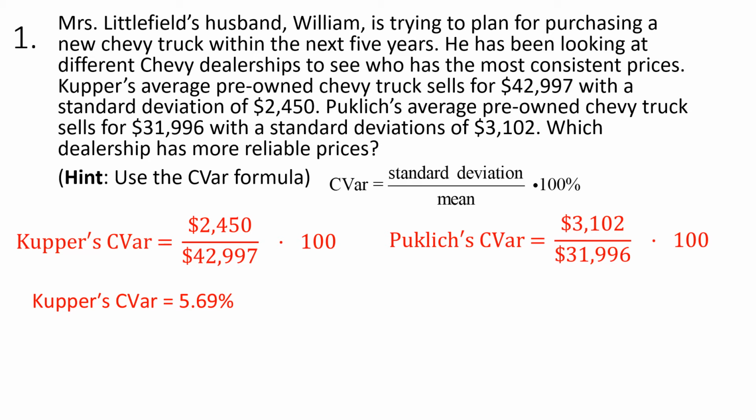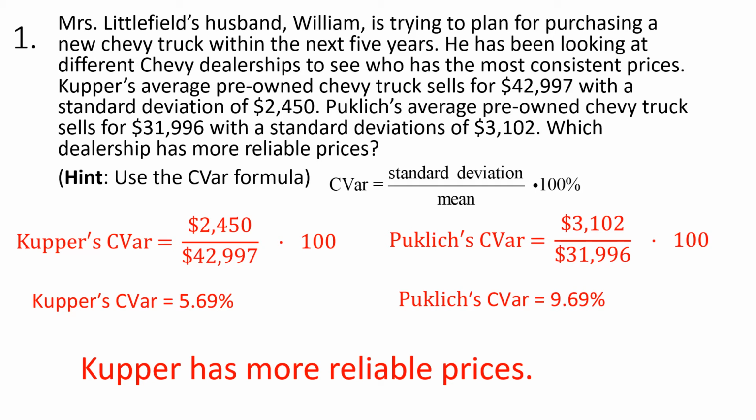If we do it for Pucklick, we take the standard deviation of 3,102 divided by 31,996 times 100 to get us a percent of 9.96 for Pucklick's C-VAR. So based on these two percentages, the question was, which dealership has more reliable prices? And the answer would be that Cooper has more reliable prices that don't fluctuate as much. So with that knowledge, I'm going to take it back to my husband so that we can continue looking at Cooper's trucks because they're more accurate in what we can afford.